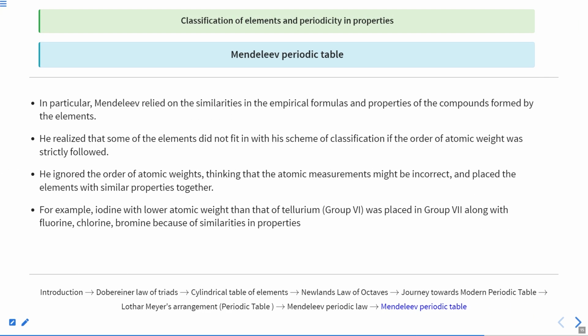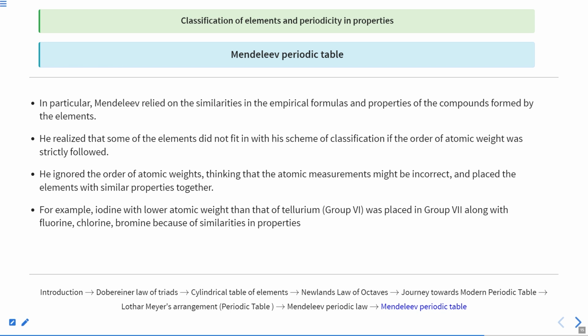Now, in particular, Mendeleev relied on the similarities in empirical formula and properties of compounds formed by the elements. He realized that some of the elements did not fit in his scheme of classification if the atomic weight was strictly followed. See, he was liberal in classification. He ignored the order of atomic weights, thinking that atomic weight measurements might be incorrect. He said that I am putting it in the increasing order of atomic weight, but if I see that they are not showing resemblance in the physical and chemical properties, I will not put that element there.